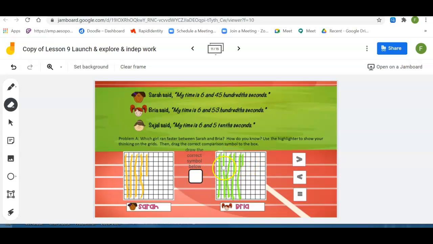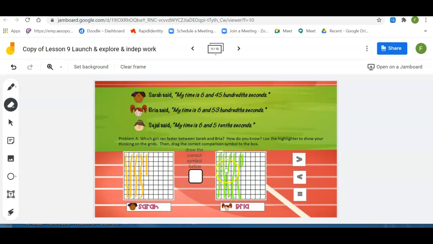Now, when you look at it, and remember, which girl ran faster between Sarah and Bria? Remember, the smaller time is going to be the faster one. So the smaller time is going to be the faster person. All right, so use the highlighter tool to show your thinking on the grid, and then we're actually going to, instead of dragging, draw comparisons.